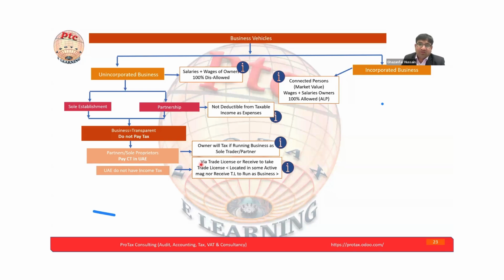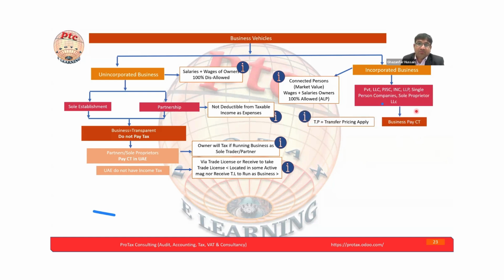Incorporated business. Here again, the salaries and wages are deductible, but still we have to see the connected person, the relative, up to 4 degrees up and 4 degrees down. So we have to consider arm's length rules. The incorporated business, we have already seen: the private, PVT, LLC, PJSC, all these forms of companies. In this scenario, the incorporated business will pay the tax.